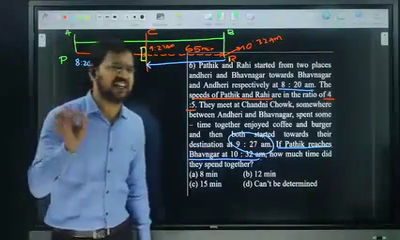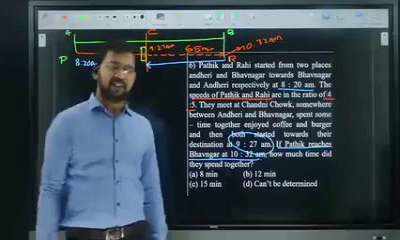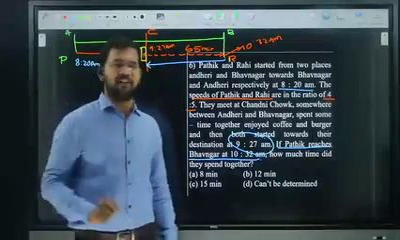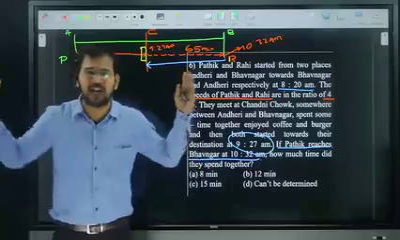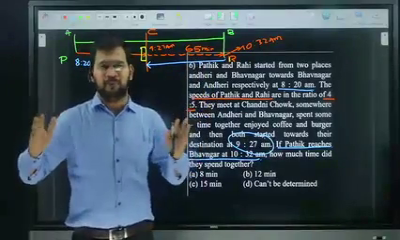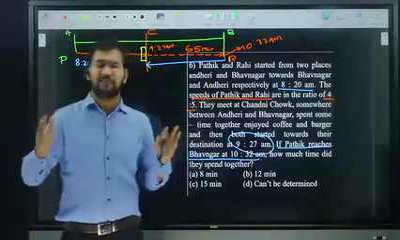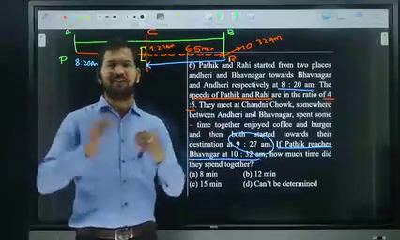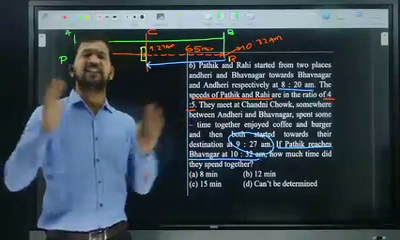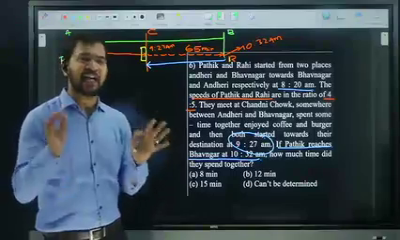So this is which concept? Time constant method. All of you clear? Because both start at the same time and both meet at the same time. Therefore, the duration of the traveling is the same. That is the reason. This is the time constant method.